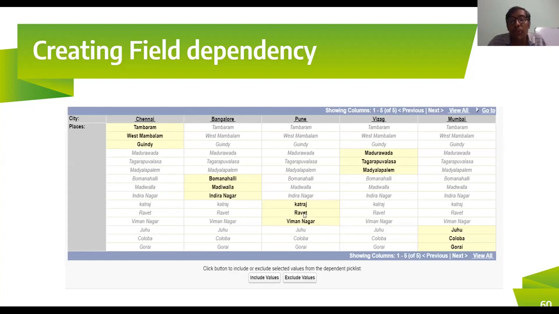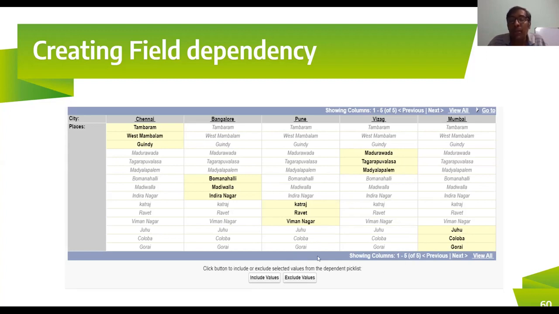Similar way for Pune also. For Pune, again I have to select Katraj, select include values. Then Ravat, and then I have to select include values. And Viman Nagar, again include values. Vizag, again I have to select Madravada, select include values. Then Tagarapalasa, select include values. Then Madhyapalam, select include values. Similarly for Mumbai also, you have to select Juhu, select include values. Colombo, then select include values. Goraj, and then select include values.